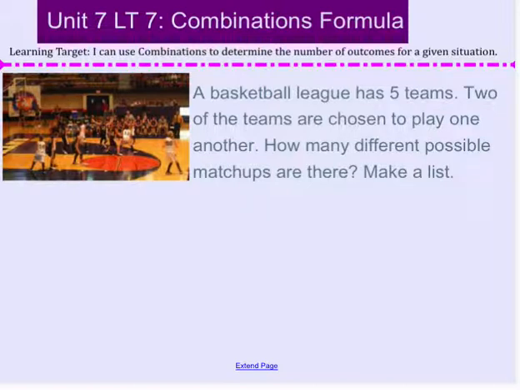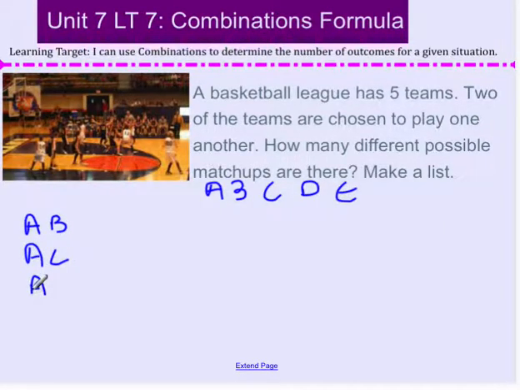A basketball league has 5 teams. 2 teams are chosen to play one another. How many different team matchups are there? Let's call them Team A, Team B, Team C, Team D, and Team E. So Team A can play Team B, Team A can play Team C, Team A can play Team D, and Team A can play Team E.